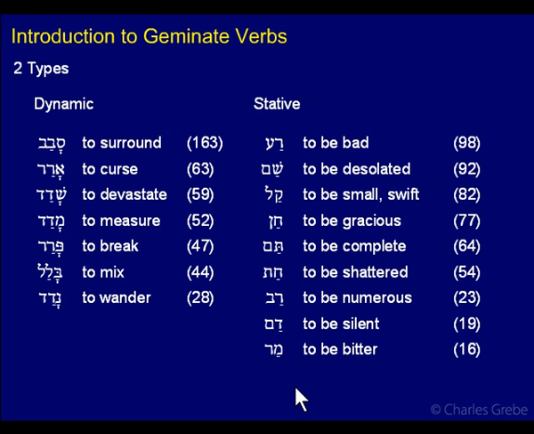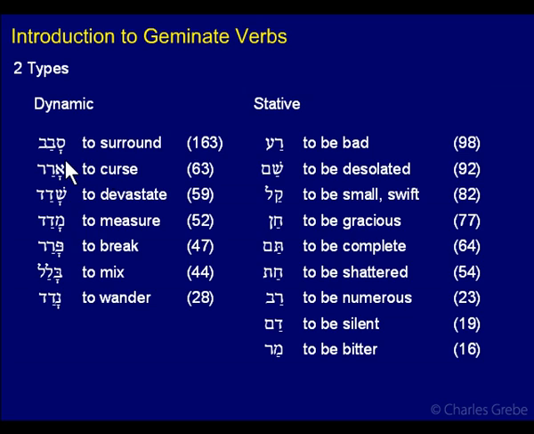Okay, what do we have? Let's look at some actual geminates. We have two types, first of all: dynamic and stative. It's not a bad idea to become familiar with some of these, because I find them a little more difficult to recognize in a text, especially the forms where they become monosyllabic. So it's good to have some of the actual verbs at least somewhat familiar.